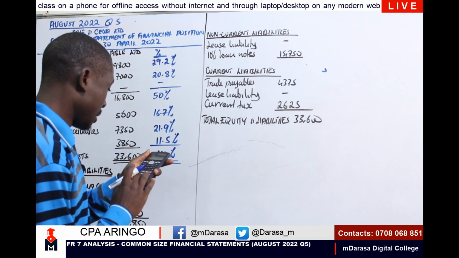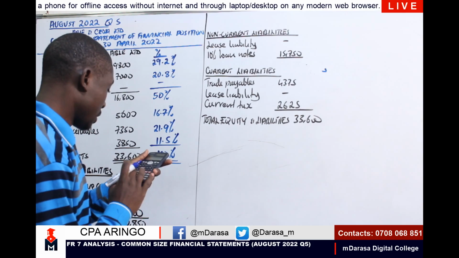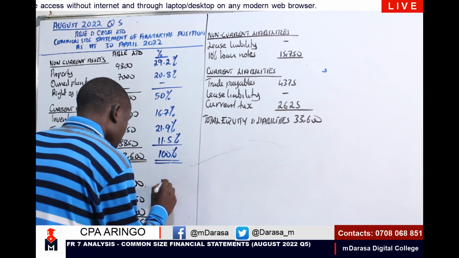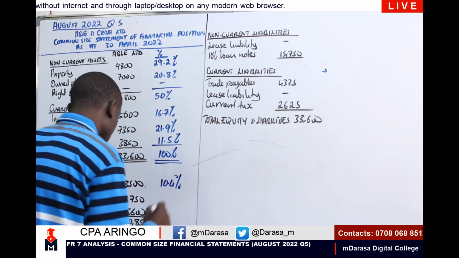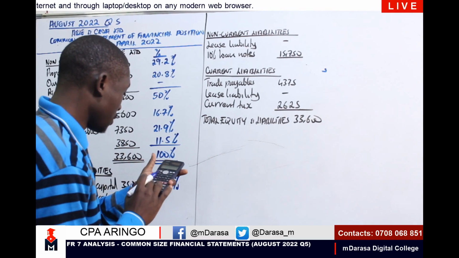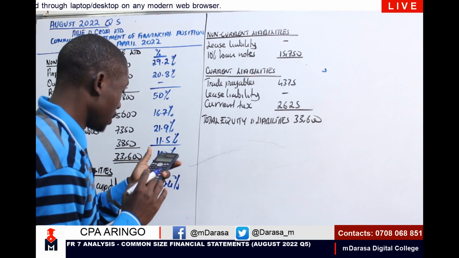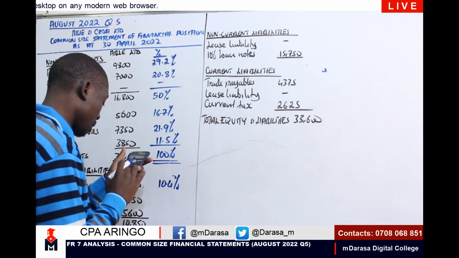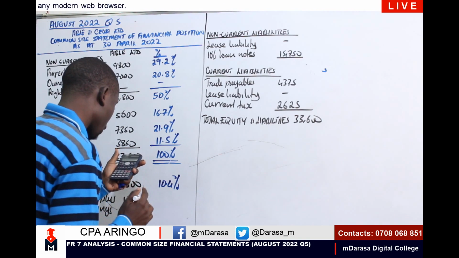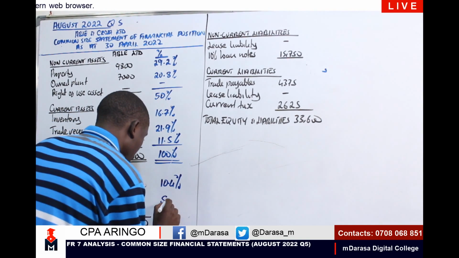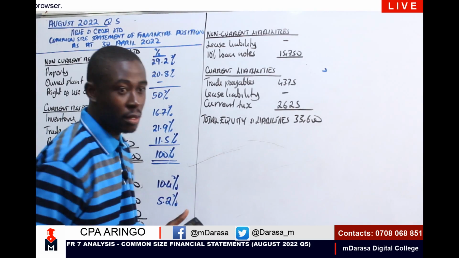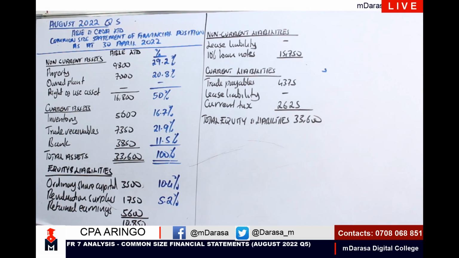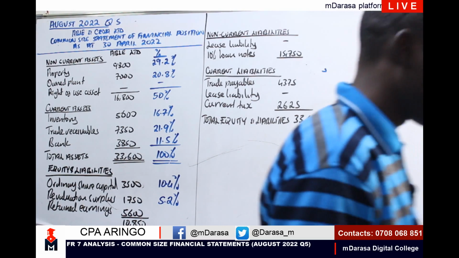We divide by 33,600, of course, times 100. This should give us 10.4%. We proceed to revaluation reserves. 1750 divided by, of course, 33,600. I'm getting a figure of what percentage here? 5.2%. Let us proceed to the next item.